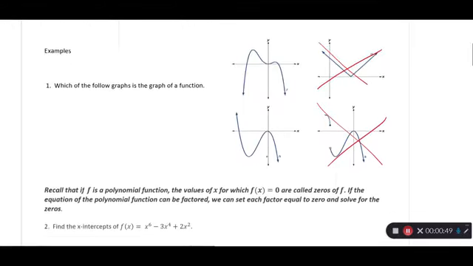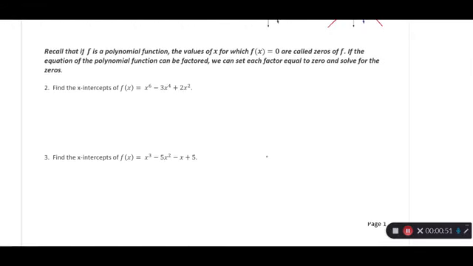Okay, next, just like what we saw in the last section, we're going to talk about zeros of polynomials. Zeros of polynomials are just another way of saying x-intercepts. There are some zeros that won't be x-intercepts, but we won't talk about that until you saw the one where we had a complex number. So for example number 2 here, we have f of x equals x to the 6th minus 3x to the 4th plus 2x squared.